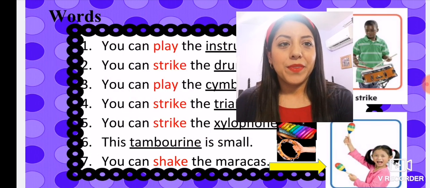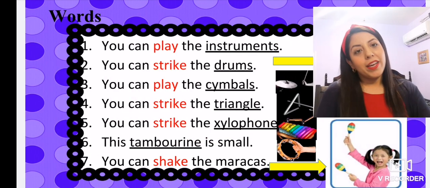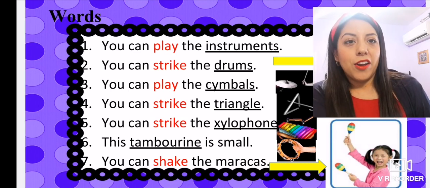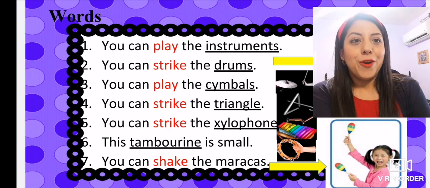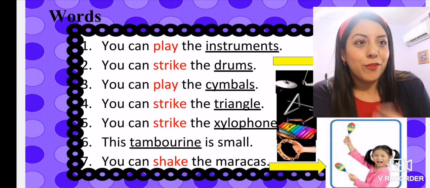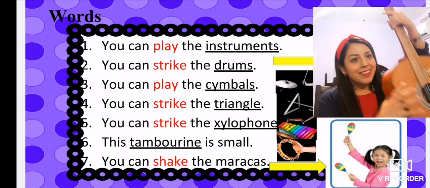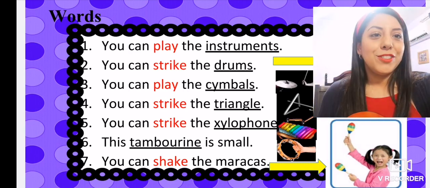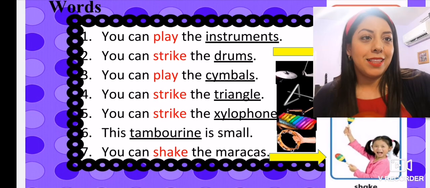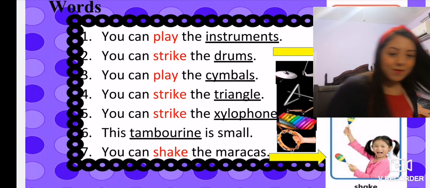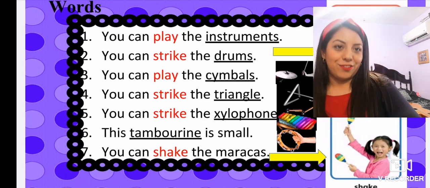Now let's continue. If you see here, we have examples using sentences. In these sentences, we are going to see the vocabulary words. Number 1, you can play the instruments. When we play an instrument, we create music. For example, this is a guitar. So you can make a sound. You need to play the instrument like this. So that is playing an instrument.